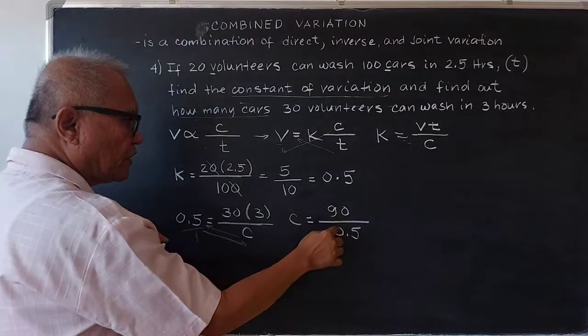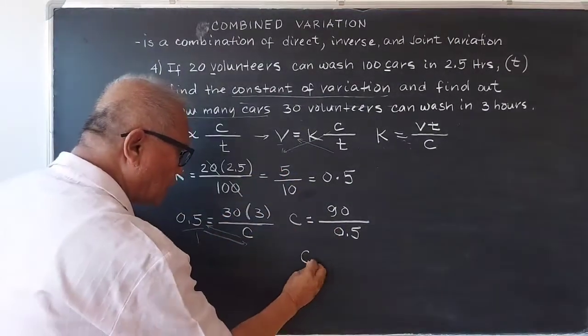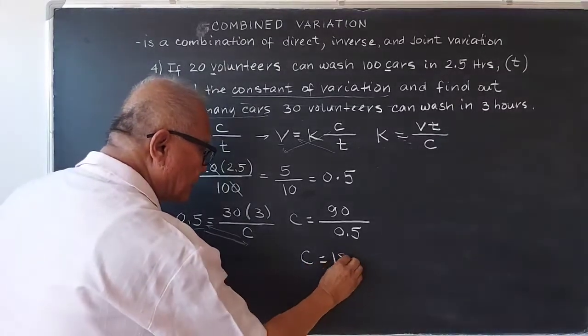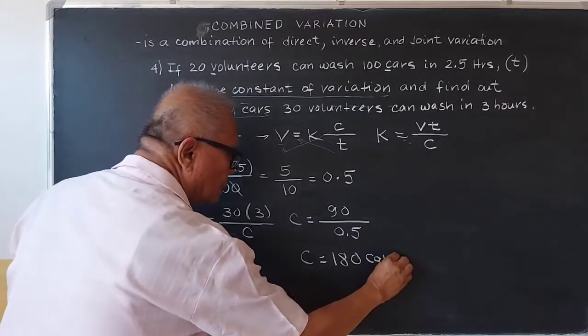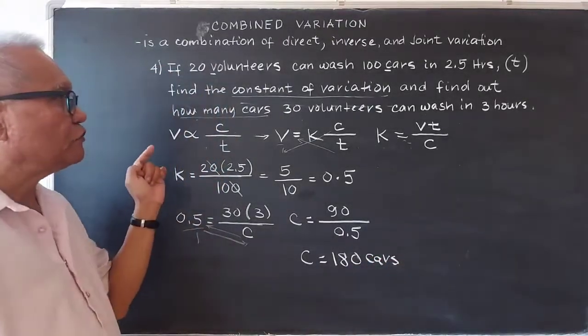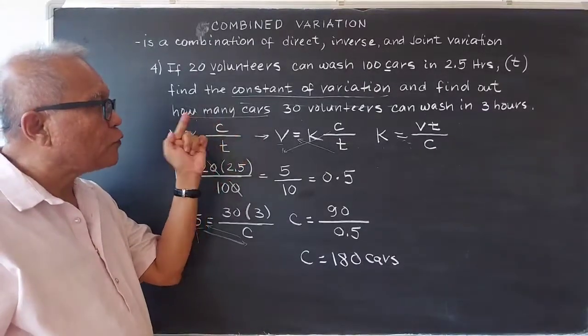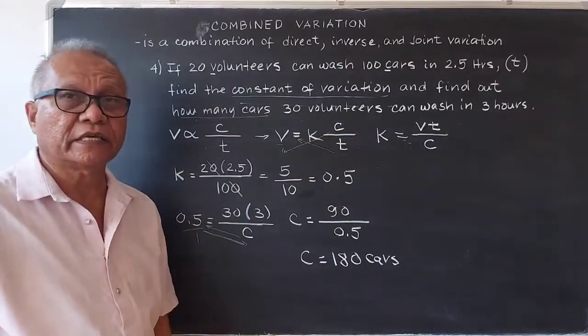And 90 divided by 1/2, 90 times 2. So our cars, so our C is 180 cars. So if we have 30 volunteers, this 30 volunteers can wash 180 cars in 3 hours.